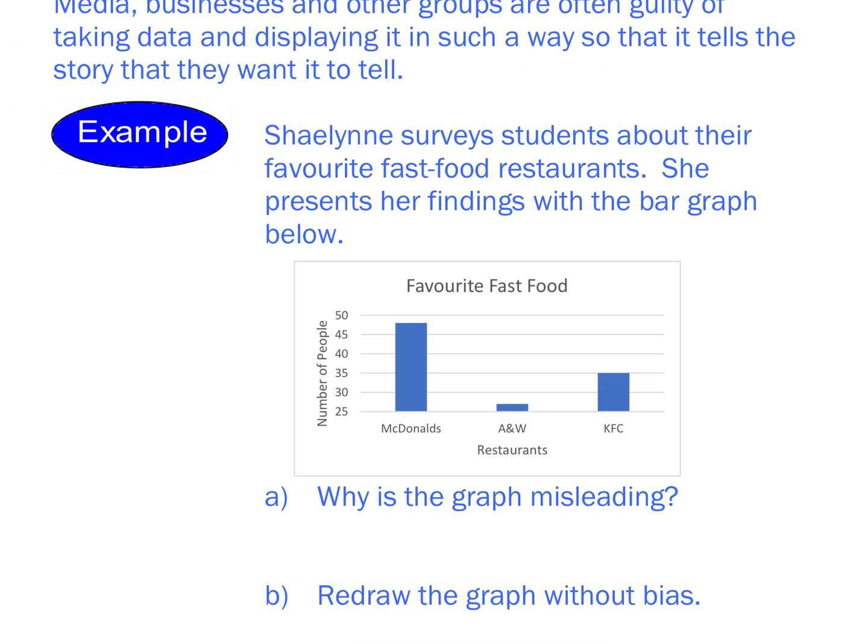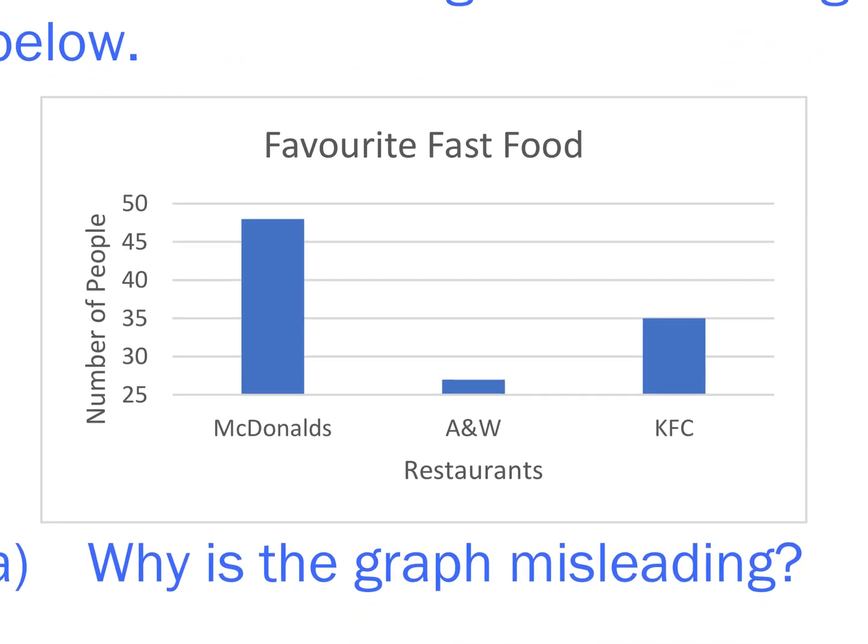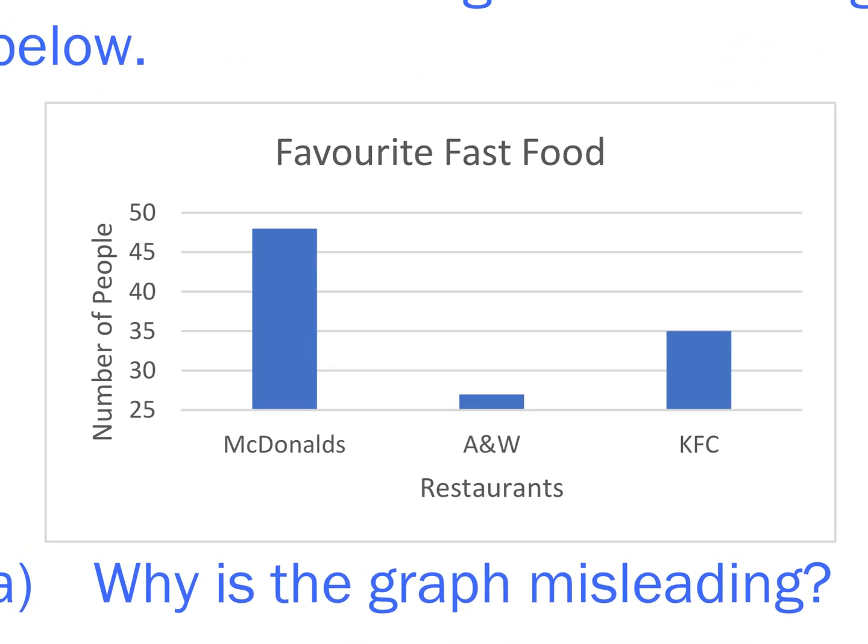Shaylin surveys students about their favorite fast food restaurants. She presents her findings with the bar graph below. We have McDonald's, A&W, and KFC. Let's look at this graph. I want you to take a look at it and see if you can determine why the graph is misleading.